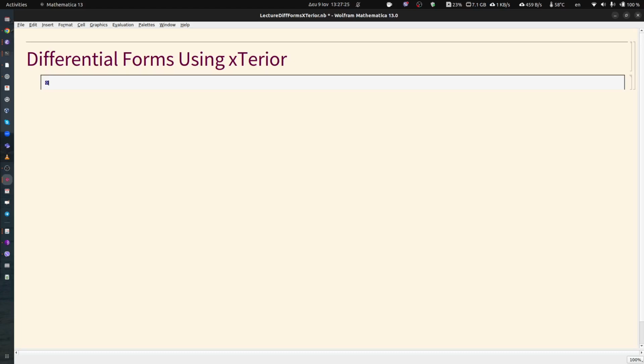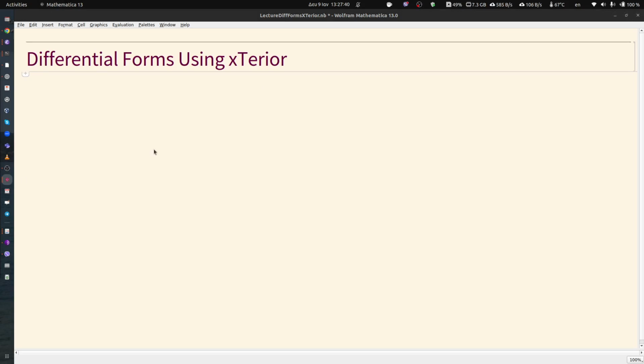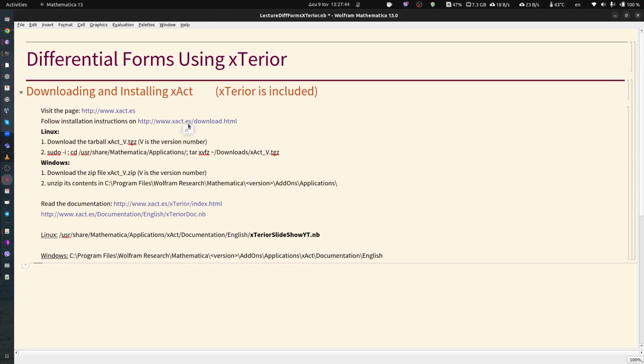In this video, we will show how to use the Mathematica package xTerior to do more advanced computations with differential forms. xTerior is a package of a larger package called xAct. xAct is a very complete Mathematica package for doing calculations in differential geometry.